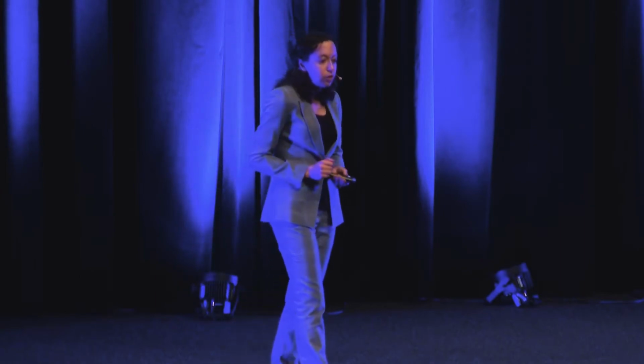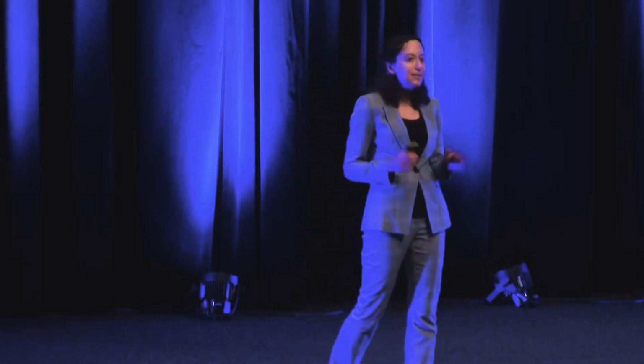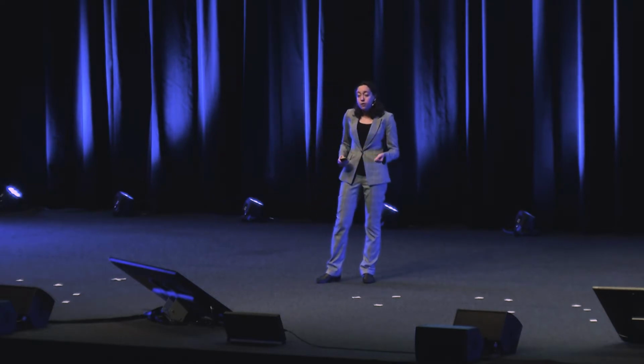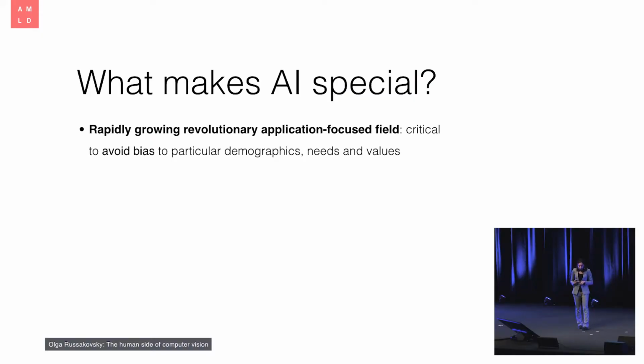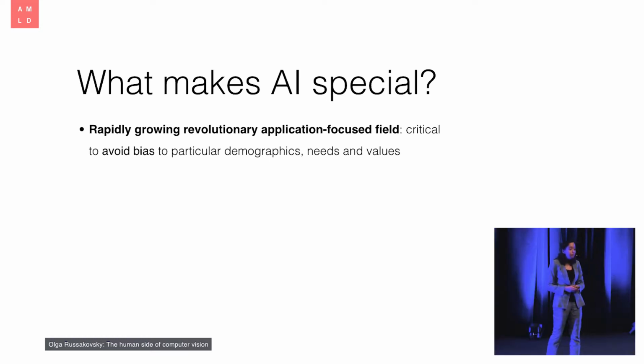So these statistics are about engineering as a whole. What makes AI in particular special, even more in crisis than the rest of engineering, I would argue? First of all, AI is a rapidly growing, revolutionary, and application-focused field. So we work very closely with developing final applications. And so it's critical to avoid bias to particular demographics, needs, and values, which inevitably happens if we're a homogeneous population building these tools.